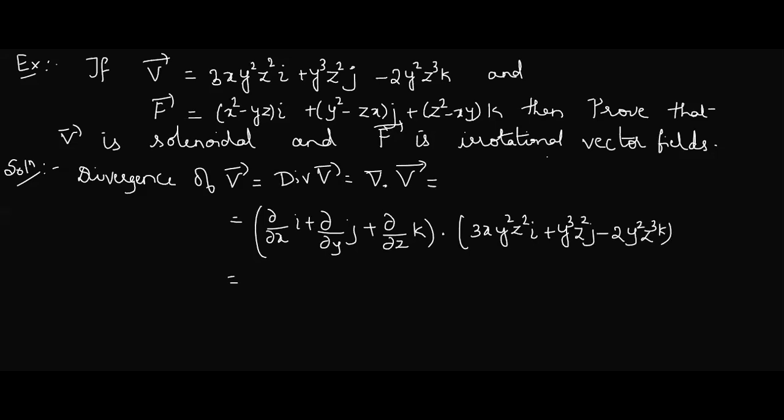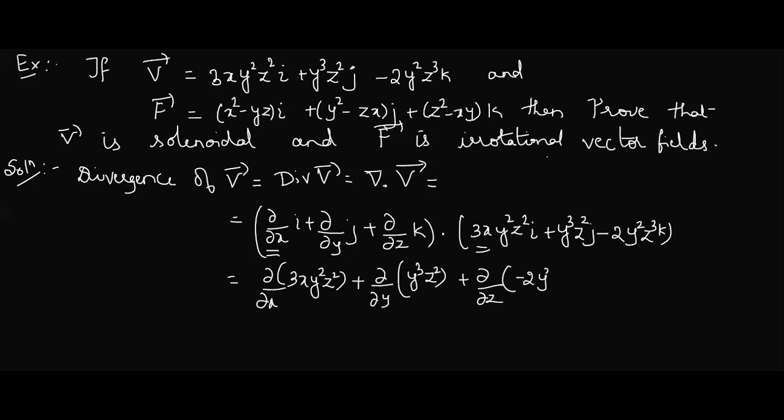Let us find the dot product. You are aware how to take the dot product? We should multiply corresponding i, j, k coefficients and add them, isn't it? The i coefficient, dou by dou x, operates on the i coefficient of the second vector: dou by dou x operating on 3x y square z square, plus corresponding j coefficient, dou by dou y operating on y cube z square, plus dou by dou z operating on minus 2y square z cube. Am I correct with this expression?